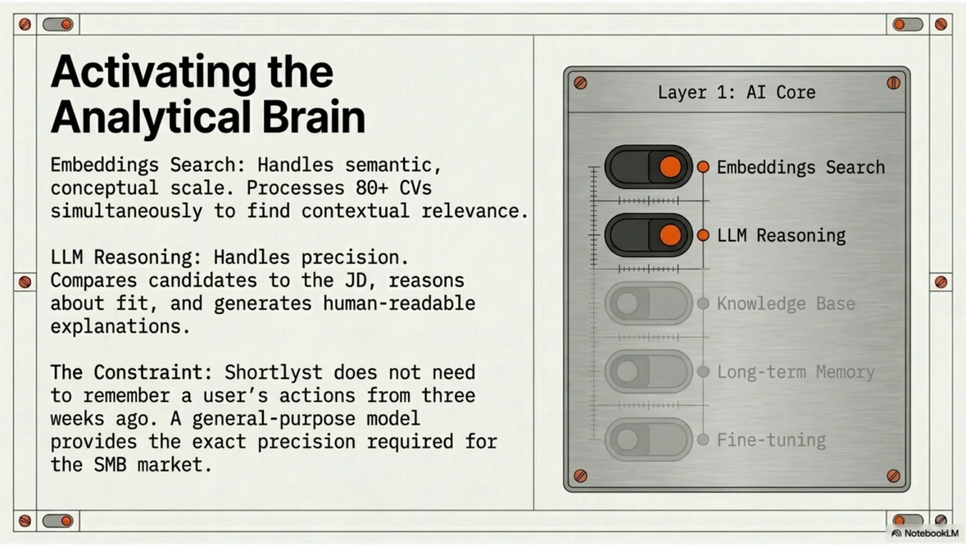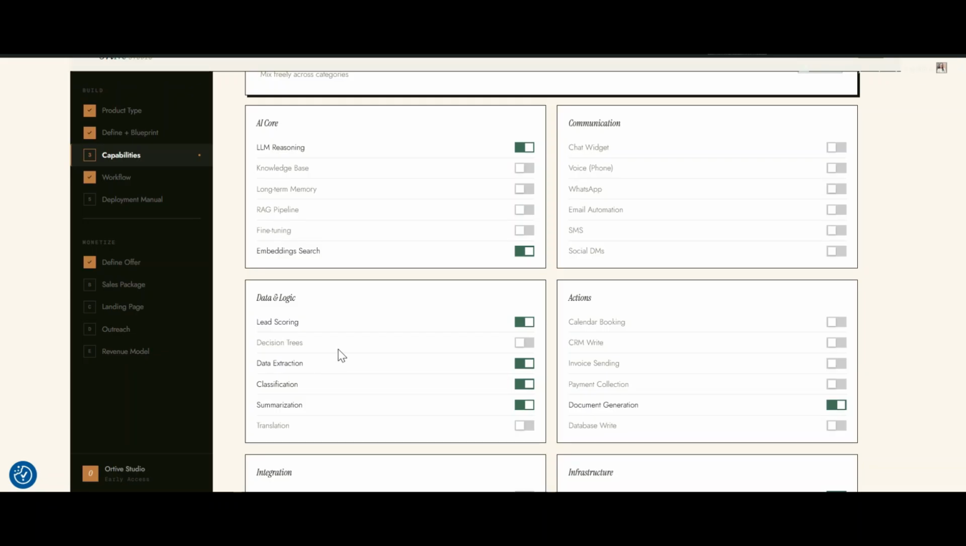Category 1, the AI core. This is the brain layer. It's where almost every capability conversation should begin, and it is where Shortlyst begins. She activates 2 modules, LLM reasoning and embedding search.